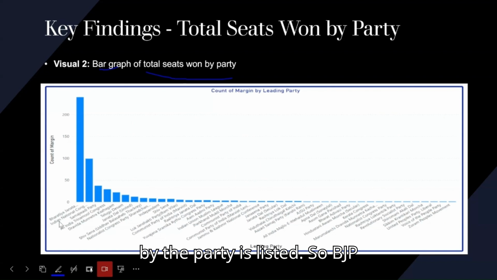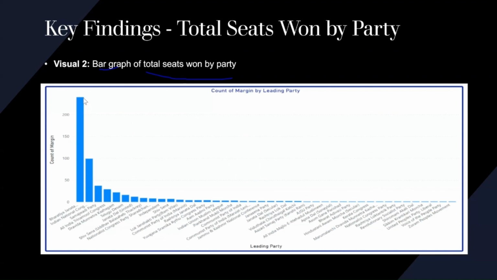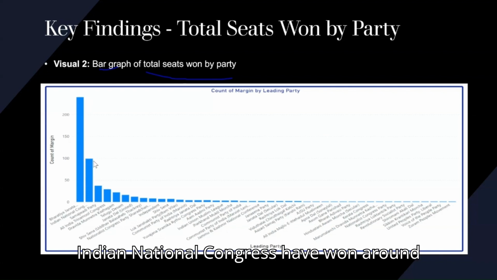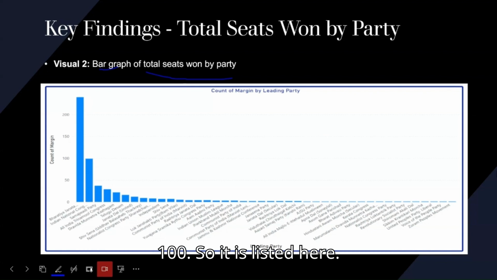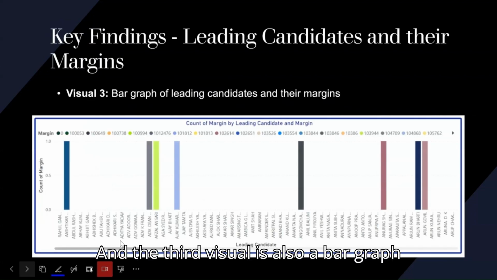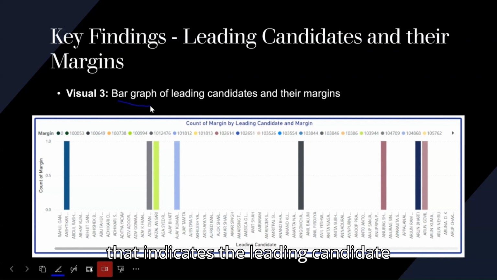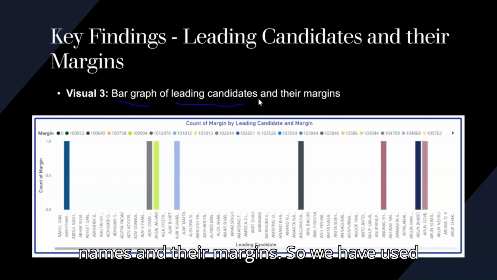The second visual is a bar graph where the total seats won by each party are listed. BJP has won seats more than 200, and Indian National Congress has won around 100. So it is listed here. The third visual is also a bar graph that indicates the leading candidate names and their margins.